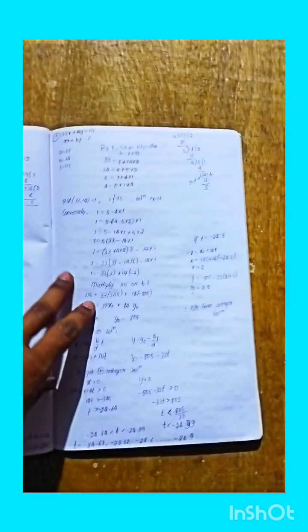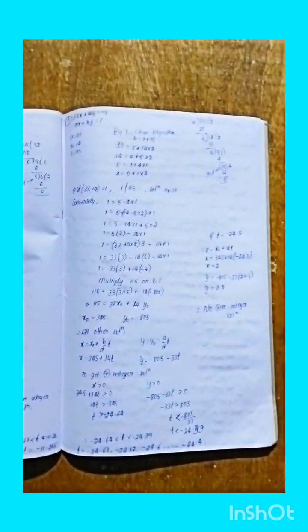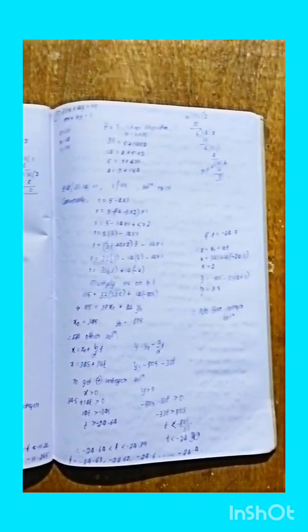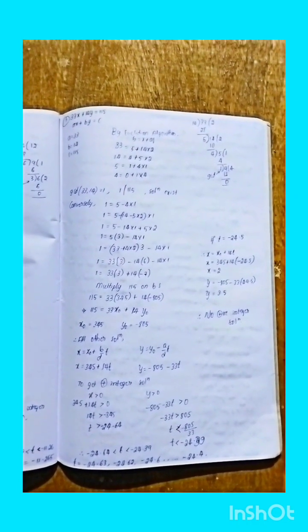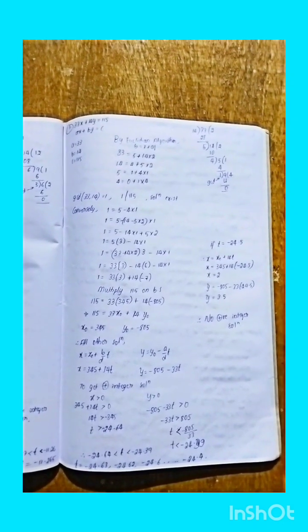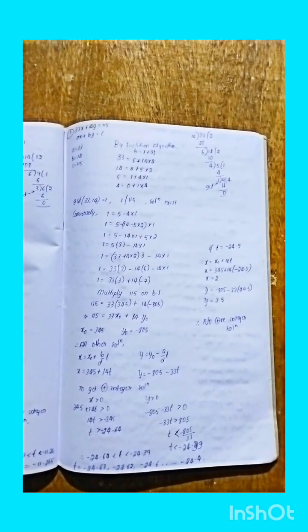This is the end of this Diophantine equation concept. Later in the videos we will discuss congruence, the Chinese remainder theorem, Fermat's theorem and Wilson's theorem, and more.